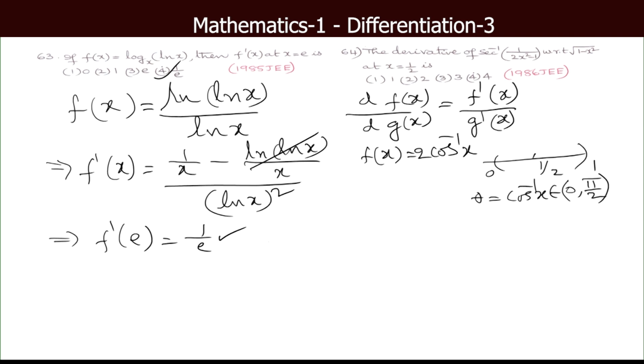Okay? So, f dash x is minus 2 by root of 1 minus x square and g dash x is minus x by root of 1 minus x square.